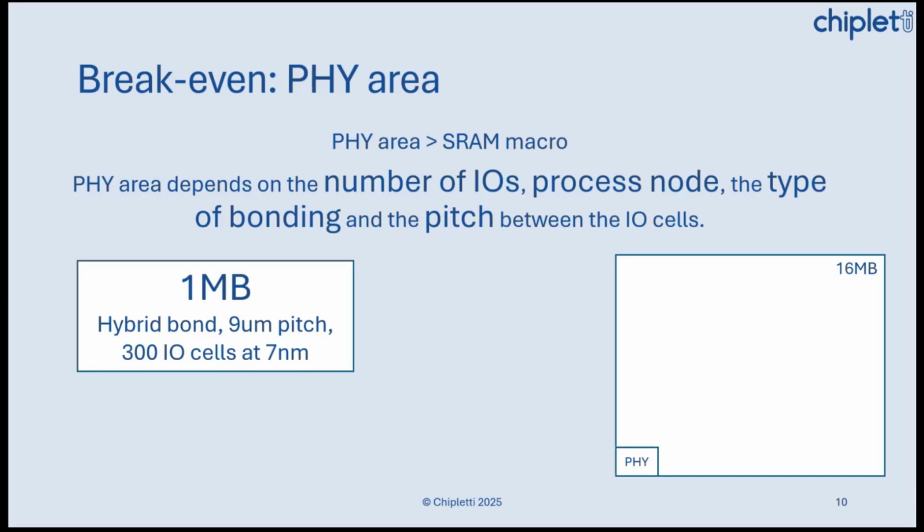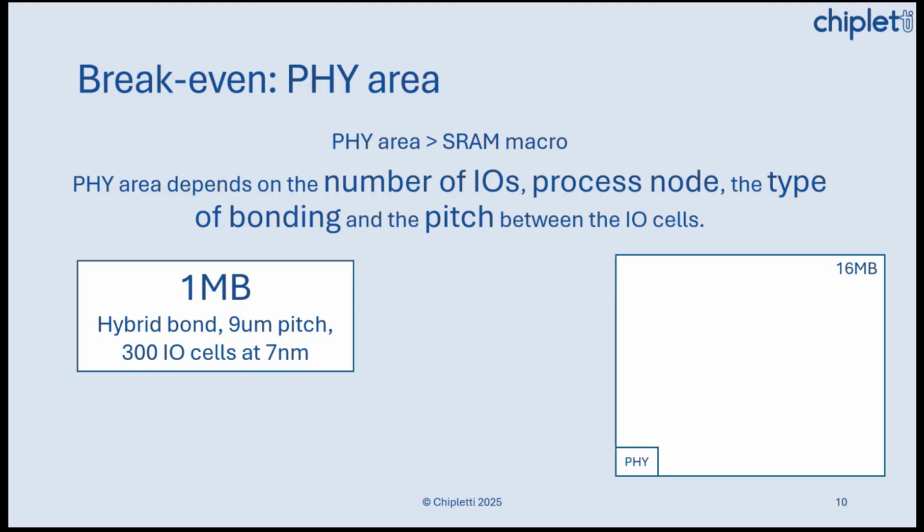In terms of area, there is the cost you have to pay on your compute chip, which is the vertical interconnects. So there's an area that the vertical interconnects consume. As an example, if you wanted 300 IOs on a 7 nanometer process using a 9 micron pitch, a bit technical, that would consume about the same area as a 1 MB SRAM. Which means if you're using an SRAM which is less than 1 MB, there's no point in going off chip, because you might as well put it on the same chip. So that's the break-even analysis.